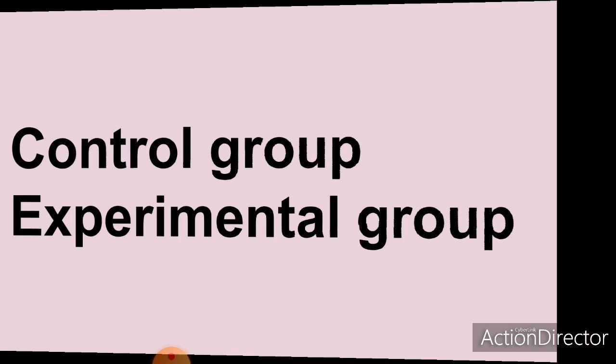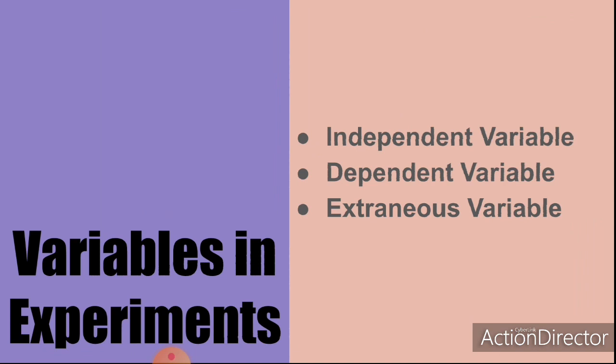Now we can discuss the important variables which are used in an experiment. All experiments involve three types of variable. They are independent variable, dependent variable and extraneous variable. We discussed all these three variables in our previous video. Did you remember that? No problem. Once again we can discuss what these three variables are.